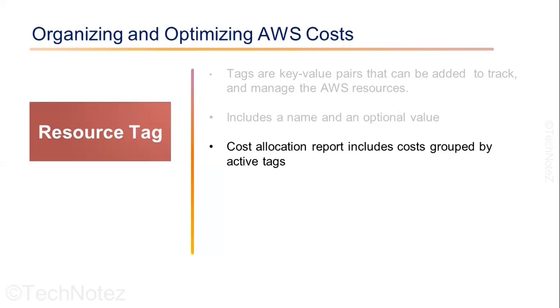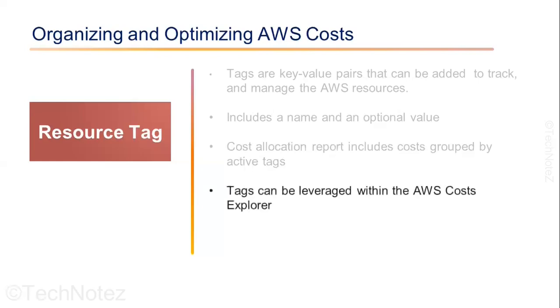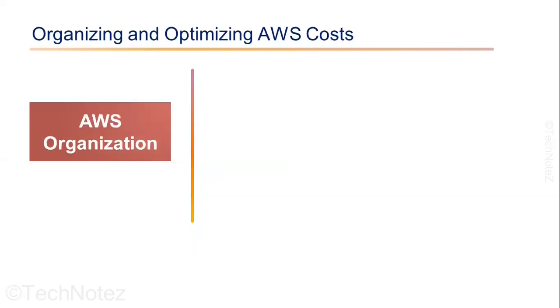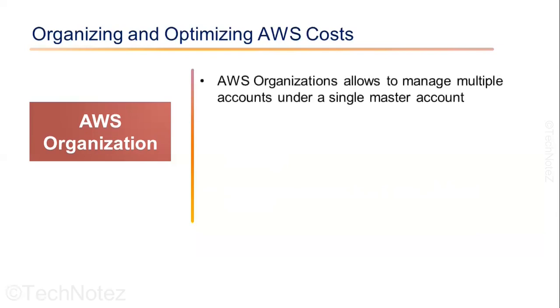Now with this, you can utilize your cost allocation report to see your cost grouped by active tags. Tags can be enabled within the Cost Explorer. Next, let's talk about AWS Organizations. AWS Organizations allow you to create a centralized structure for multiple AWS accounts where you can view, manage, monitor, and control the cost. This allows the organizations to manage multiple accounts under a single master account.